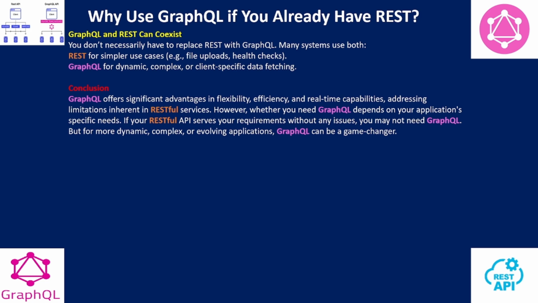So you can think about that one, guys. If your team is already using RESTful or REST services, you can follow that. But GraphQL is best for dynamic, complex, and evolving applications. So that's the difference between RESTful API and GraphQL. You can choose which one you want.